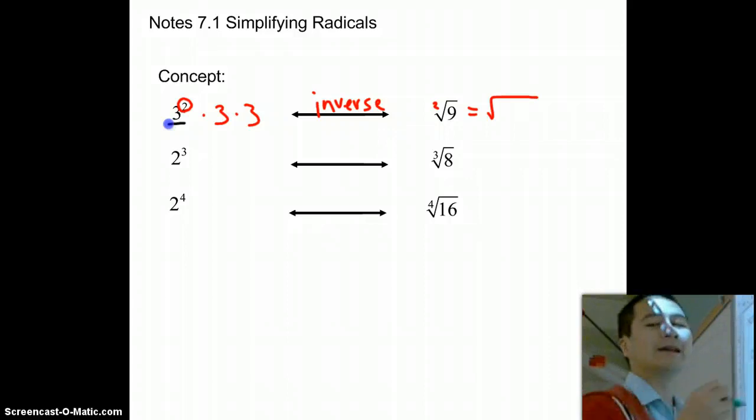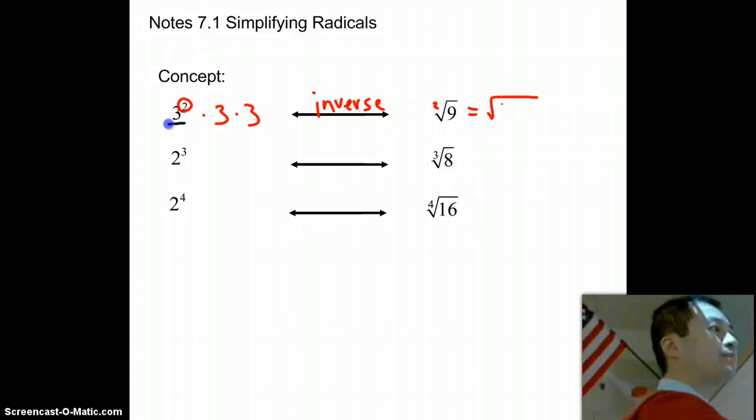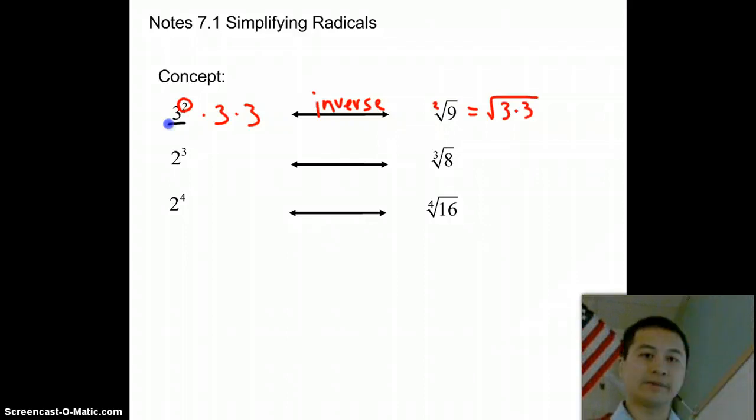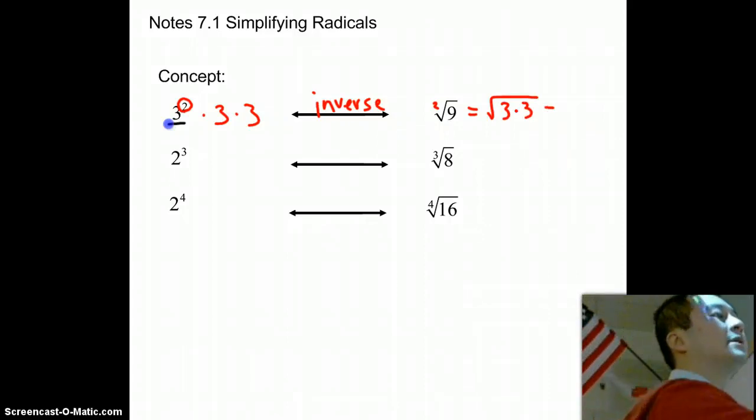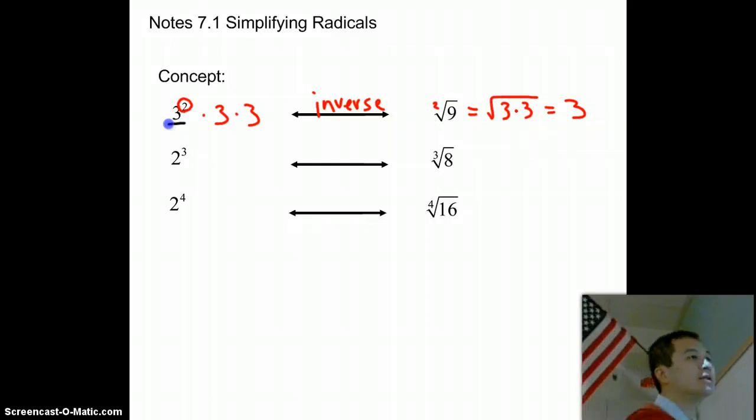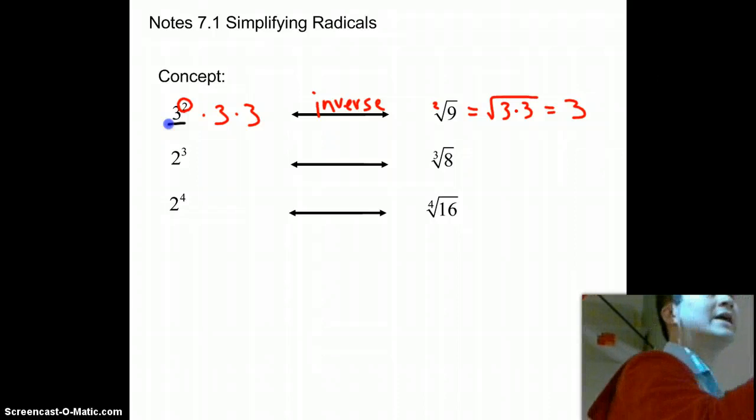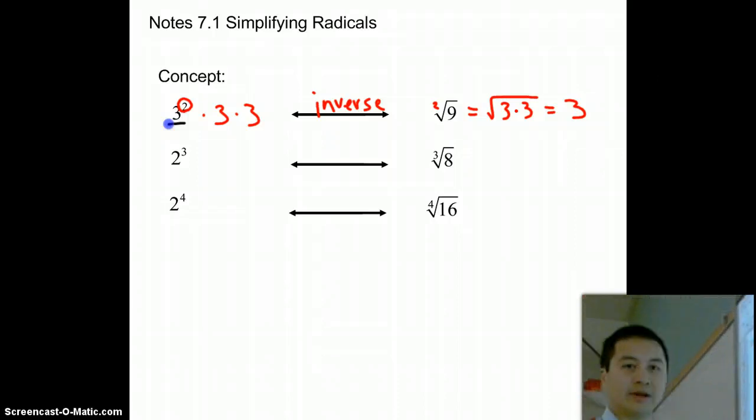So 9 is made up of what pairs, meaning what 2 numbers multiply to be 9? It is 3 times 3. So we take out the pair and we did the operation. Our answer is 3. So do you understand how they're inverse of each other? Instead of make 2 3s, this one takes out 2 3s.